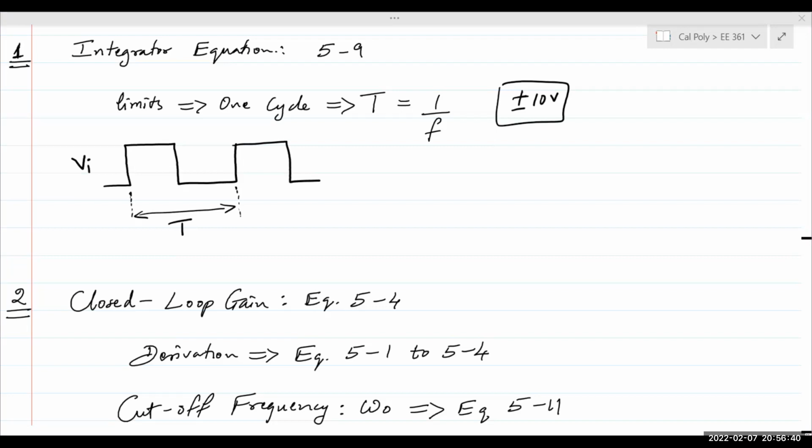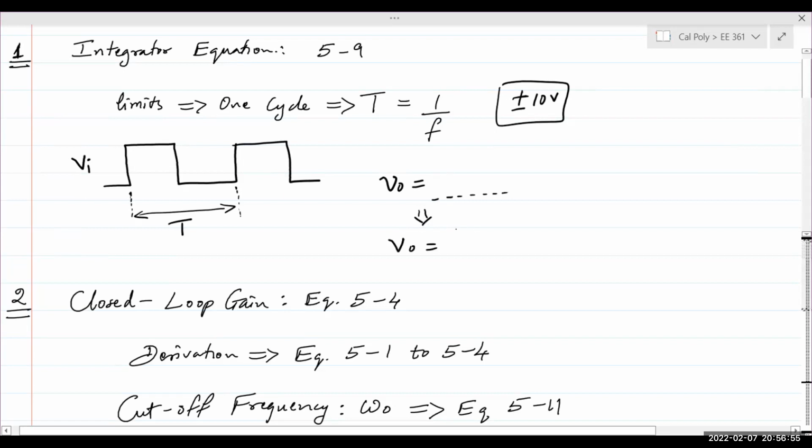Okay. So we have the equation for V out. You plug in the information into that equation, you reduce it, and you would obtain V out is equal to the integral of Vi with some value and some value over here. Now, the limits of the integral should be equal to the cycle that you are involving.